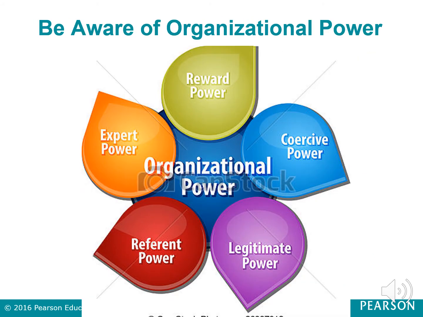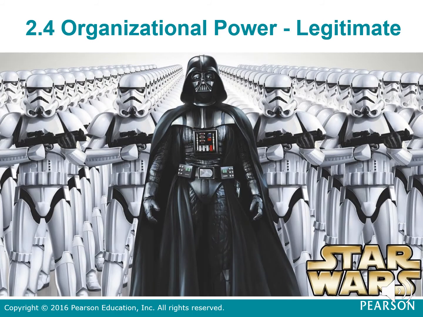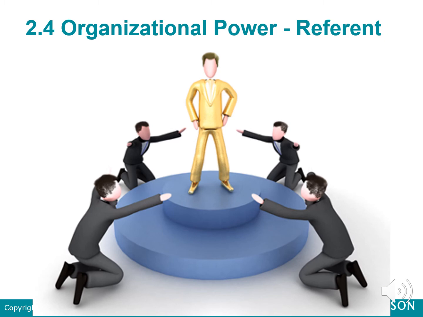There are 5 kinds of organizational power. We will discuss each separately. Reward power, coercive power, legitimate power, referent power, and expert power. The first is legitimate power. In this, a leader is elected, appointed, or ordained and makes a unilateral decision for a group. The power a person receives as a result of his or her position in the formal hierarchy of an organization is legitimate power.